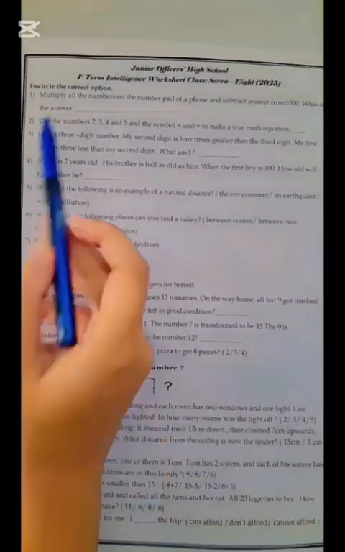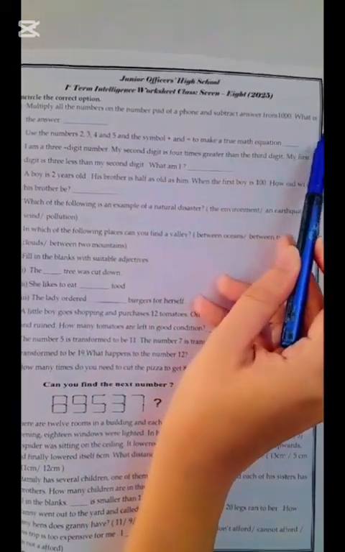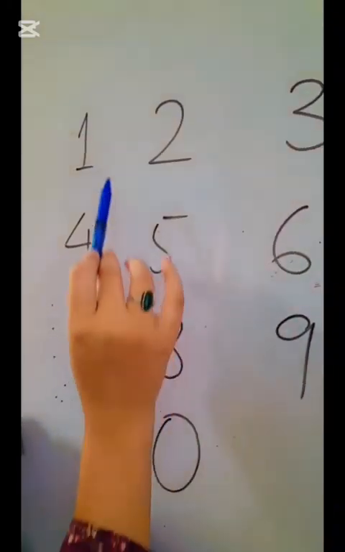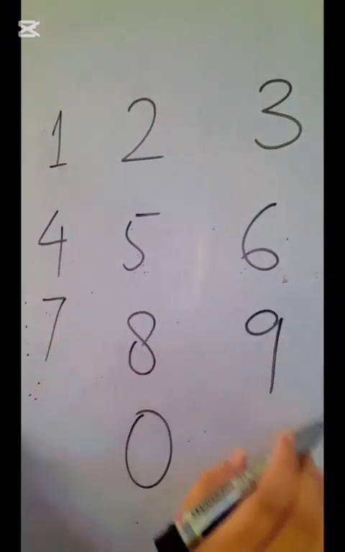Number 1, fill in the blanks. Multiply all the numbers on the number pad of a phone and subtract the answer from 1000. What is the answer? Now here is the number pad of a phone. It looks something like this. We have the digits written here: 1, 2, 3, 4, 5, 6, 7, 8, 9 and 0.